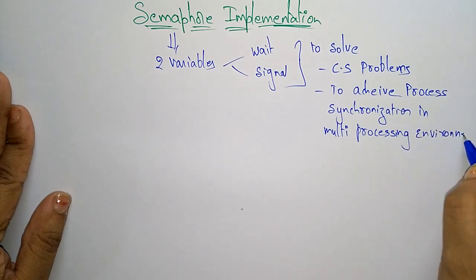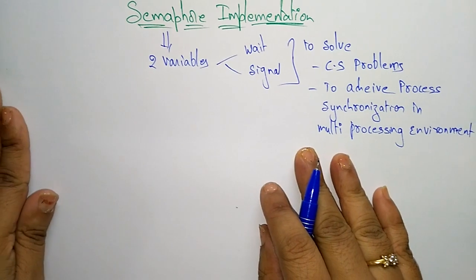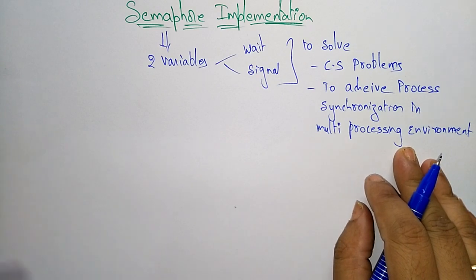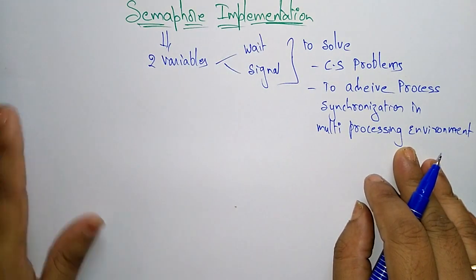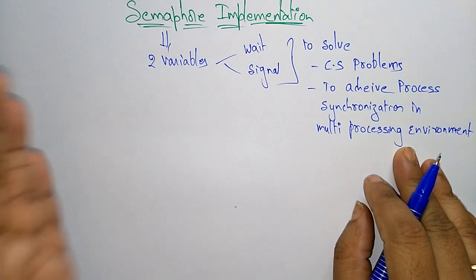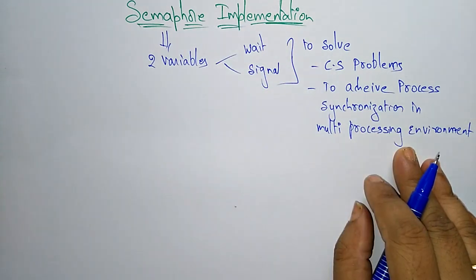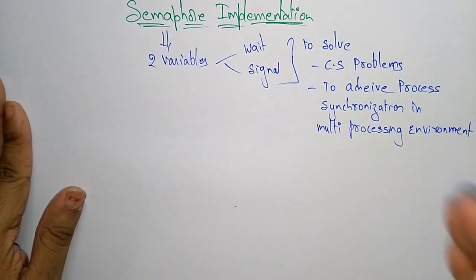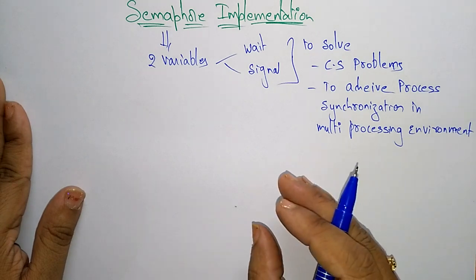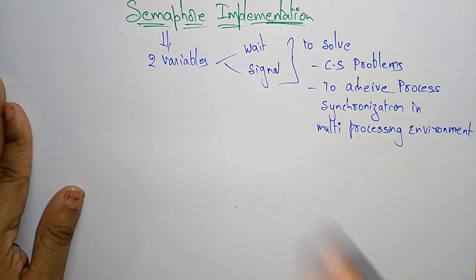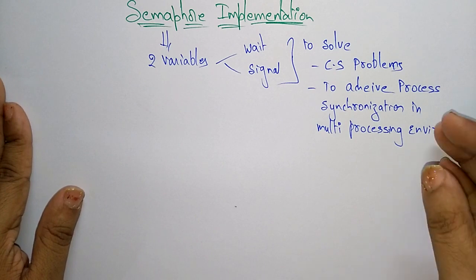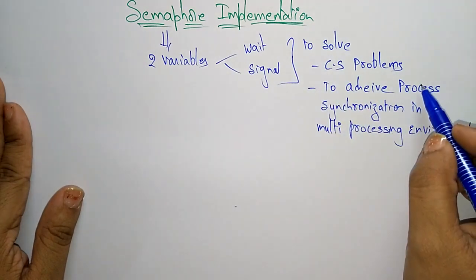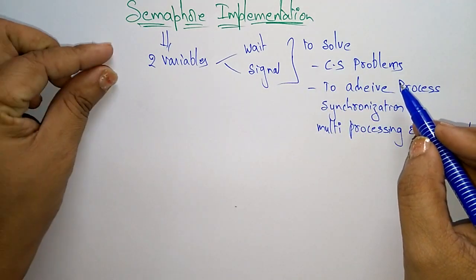Actually, the critical section problem may arise only when you're dealing with a multi-processing environment. If your system is a single processor, where only one process enters at a time, then there is no problem with the critical section. One process will execute, after that another process. So there is no need to think about the critical section. Whenever multiple processes access the same thing at a time, conflict may occur. So to achieve process synchronization and to solve the critical section problems, we use Semaphore's variables.